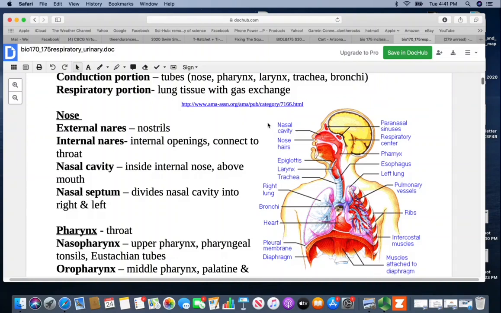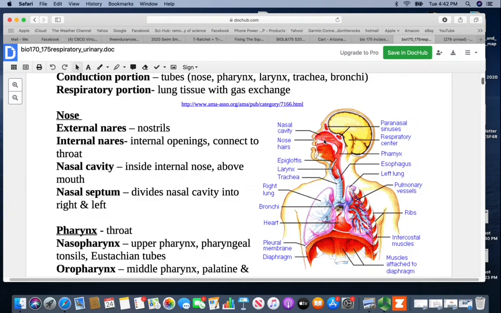Your nasal cavity is inside the internal nose. So this is not the part that you can actually reach with your fingers into your nose, but if you were to take the nose off of your face and go through those holes that you see on the skull, the area above the mouth is going to be the nasal cavity. And then the nasal septum is going to divide the nasal cavity into right and left portions. Ideally, it should be divided into equal right and left portions, but that doesn't always happen for people.